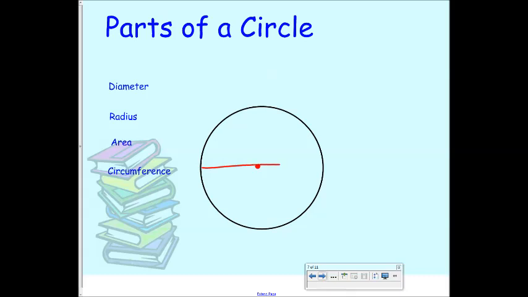All right, and then the radius does what? Goes halfway. So a radius goes halfway. The area is still all the stuff inside, and the circumference then is all the stuff outside. So all the way around the edge. So circumference is similar to perimeter. But the formula is a little bit different because we cannot use edges. There aren't edges, so it's not like you can just add up all the sides of a circle because there are no sides of a circle.